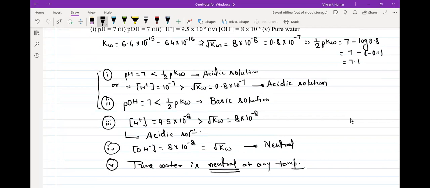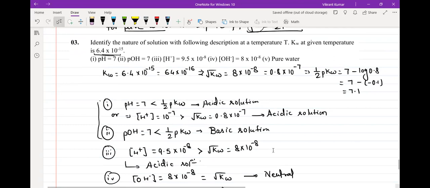So this is neutral, right? Is it okay? Now if you see, if I say this temperature, is it greater than 25 degrees or less than 25 degrees? Less. Why?